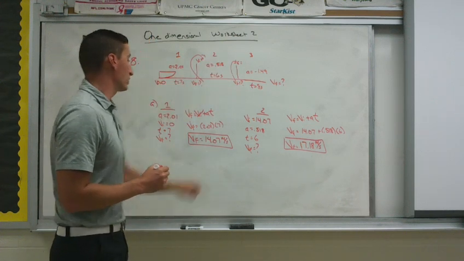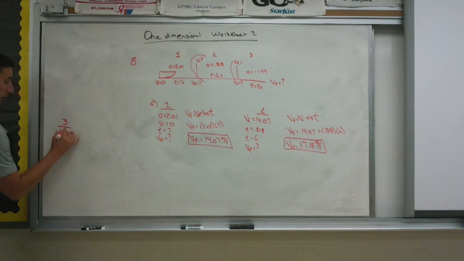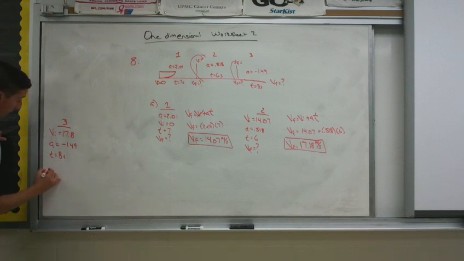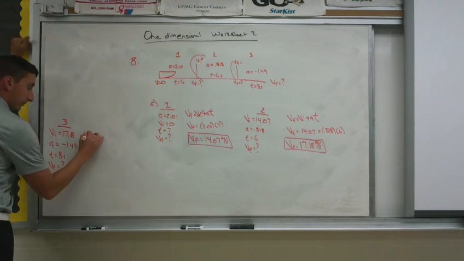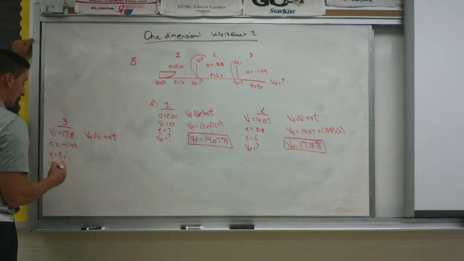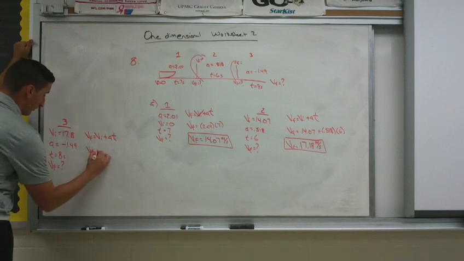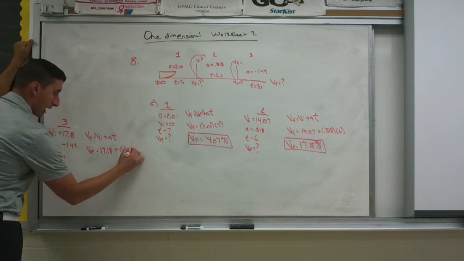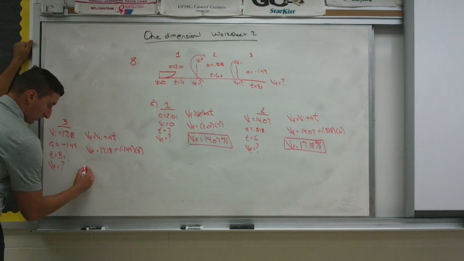That becomes the velocity initial for part 3. Vi is equal to 17.18. A is now negative 1.49. T is 8 seconds. And I'm looking for Vf. So again, same exact equation. Vf equals Vi plus at. Vf is what I'm looking for, Vi is 17.18 plus a is negative 1.49, t is 8 seconds. Solve for Vf.